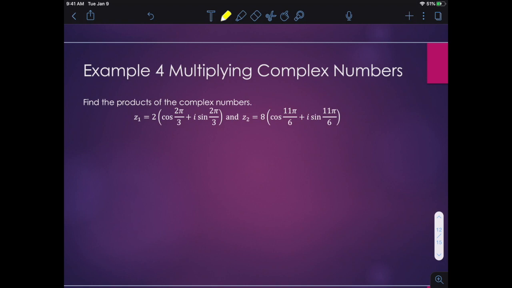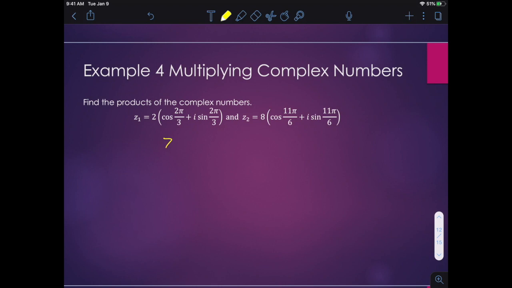Here z1 has a modulus of 2 and an argument of 2 pi thirds, so we're in radians here. So we see cosine of 2 pi thirds plus i times sine of 2 pi thirds, and that whole thing is z1. z2 has a modulus of 8 and a theta of 11 pi over 6. So we've got cosine of 11 pi over 6 plus i times the sine of 11 pi over 6. And so there that is.